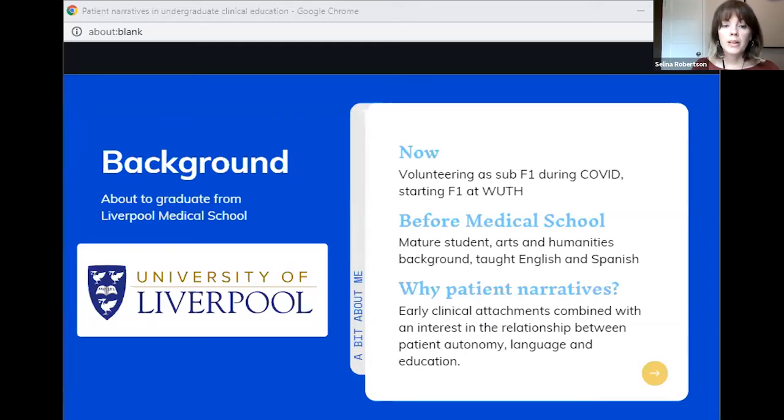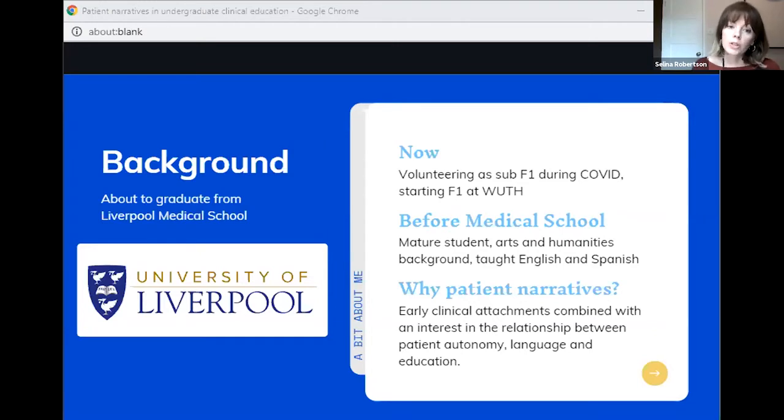Before medical school, when I applied, I was classed as a mature student. So I started at the grand old age of 27, and I didn't have a scientific background. I studied arts and humanities, and my particular focus was in literature and looking at teaching English and Spanish as well, and looking at literature in both of these languages. So I think maybe from this you can glean why I might become interested in patient narratives.